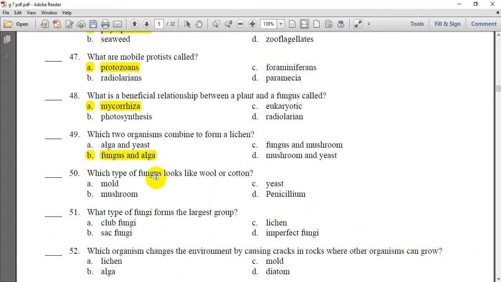50. Which type of fungus looks like wool or cotton? This kind of fungus, we call it mold. 51. What type of fungi forms the largest group? The largest group of fungi is sac fungi, like yeast. So the answer will be letter B.